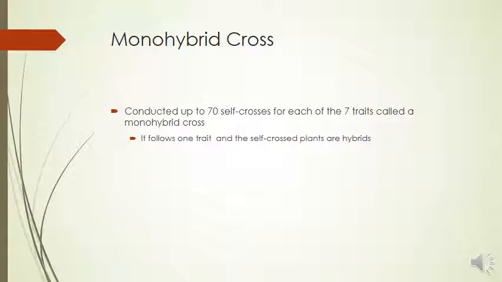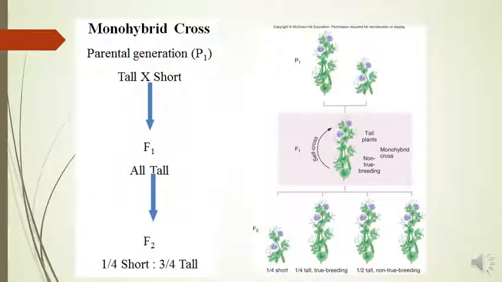Mendel conducted up to 70 self-crosses for each of the 7 traits. This is called a monohybrid cross. It follows one trait, and the self-crossed plants are called hybrids. In looking at a monohybrid cross, when Mendel crossed true breeding tall plants with short plants, the next generation plants were all tall. When he self-crossed the F1 plants, 1/4 of the plants in the next generation, the F2, were short and 3/4 were tall. Of the tall plants in the F2, 1/3 were true breeding and the other 2/3 were not true breeding. He could tell this by crossing the tall plants to short plants to see which bred true.